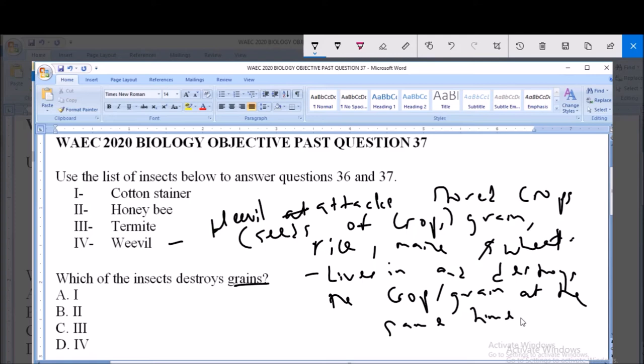So as we've established, option D, which is weevil, is the correct answer to this question.